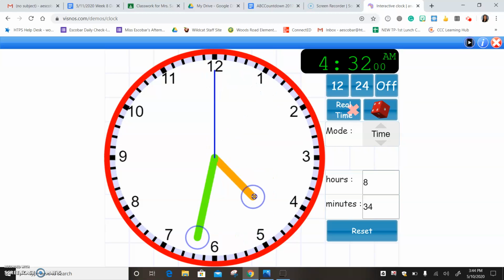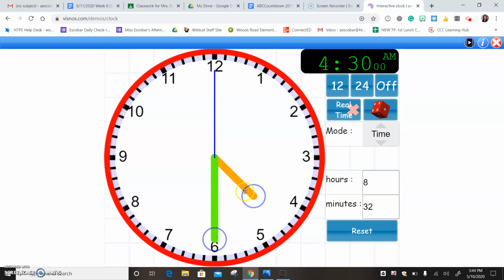And sometimes the minute hand can point to the 6. And when the minute hand is pointing to the 6, that means 30 minutes. So I would read this time as 4:30 because the minute hand is on the 6.